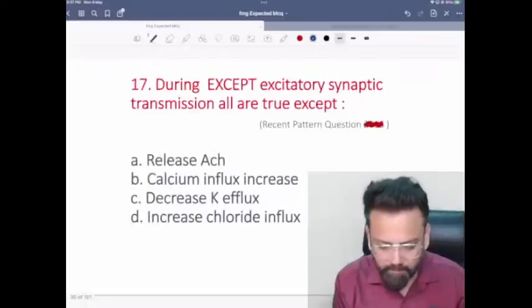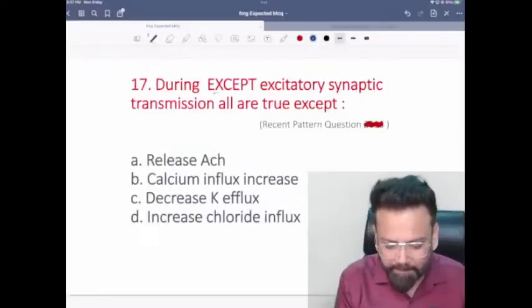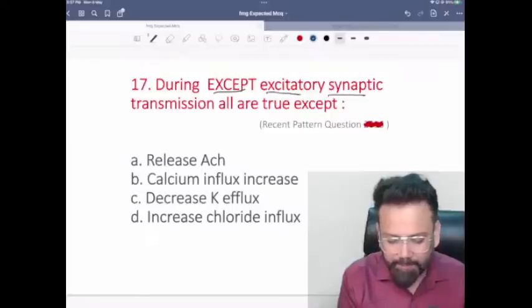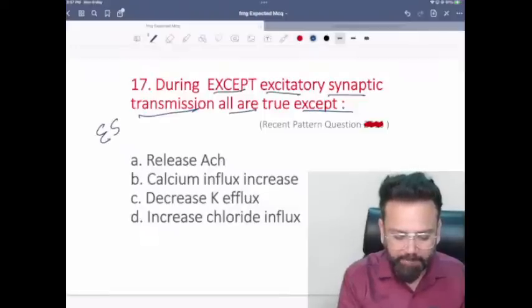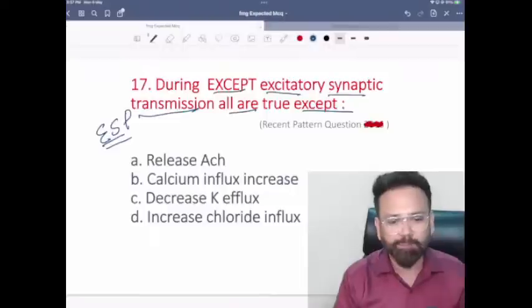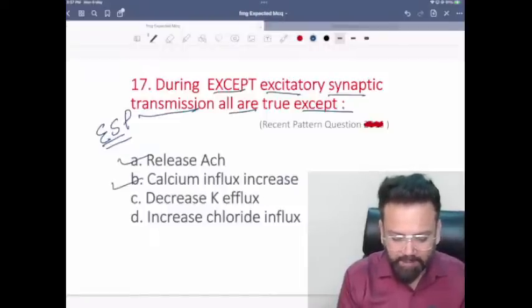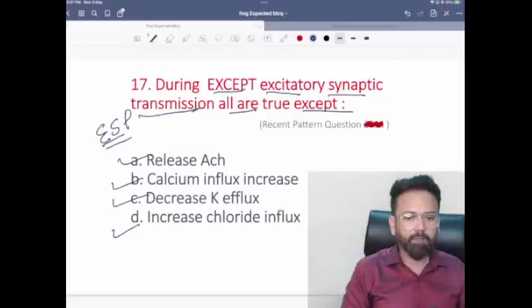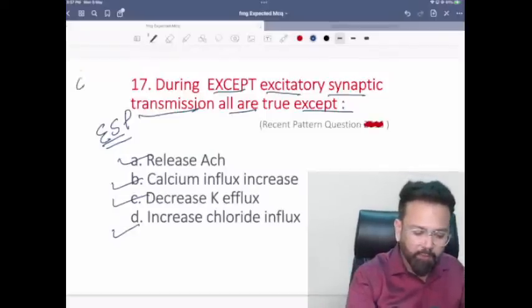Very good, doctor. Now, regarding excitatory synaptic transmission, all are true except: excitatory post-synaptic potential, EPSP, release acetylcholine, calcium influx increase, decrease potassium influx, or increase chloride influx. This question is regarding excitatory post-synaptic potential.